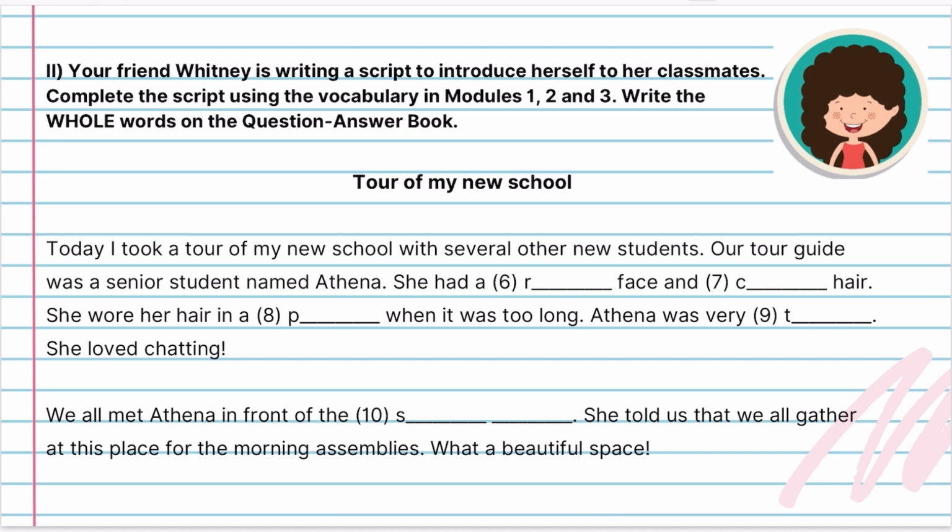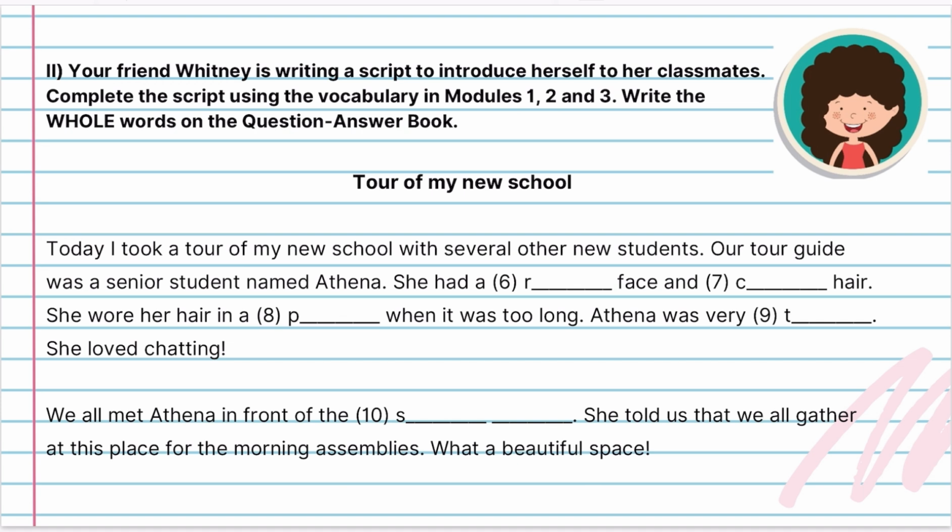Today, I took a tour of my new school with several other new students. Our tour guide was a senior student named Athena. She had a something face, okay? The word starts with R. And my tip is, you look at this picture, okay? You look at her face, okay? So look at the face of this girl. What shape is it? And it starts with the letter R.